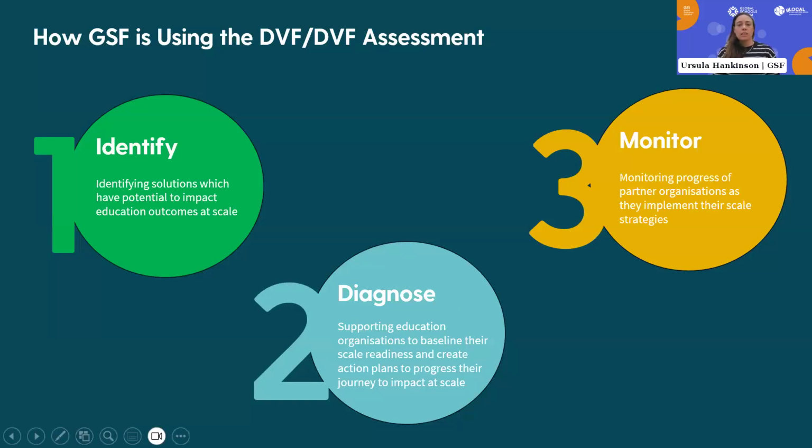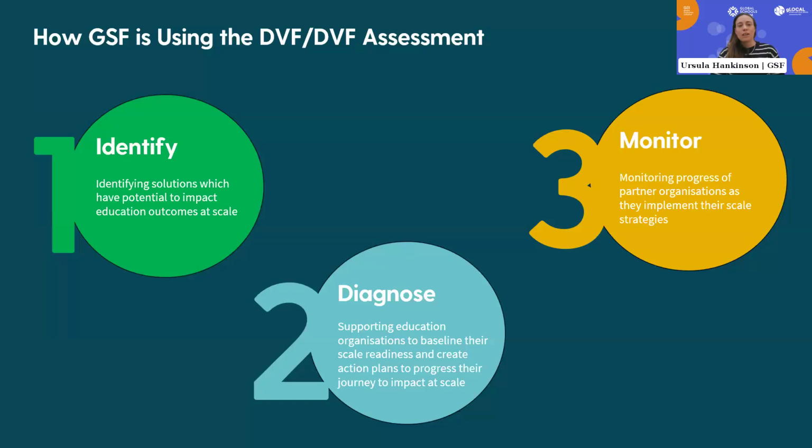So we use this framework and we have a tool which helps us to review applications to the Impact at Scale Labs program. And we use that framework to help us really understand the different elements of a solution and an application to the Impact at Scale Labs program. And we use the scores around this to really understand which innovations have potential.